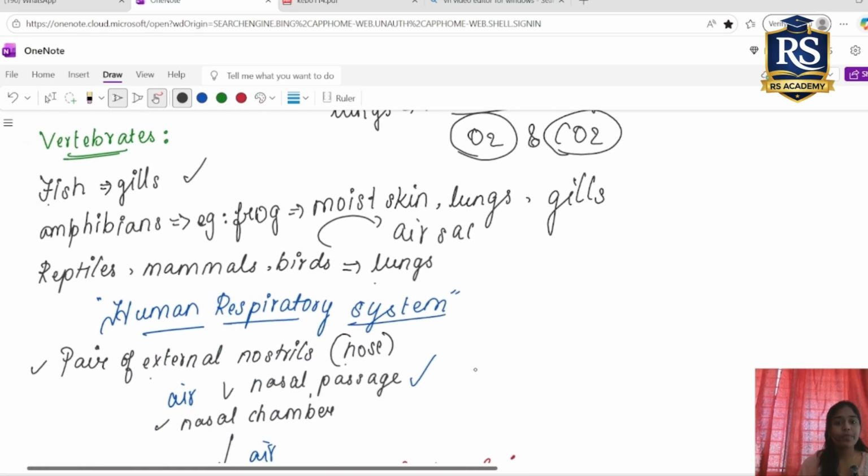Now we know what vertebrates are: amphibians, aves, reptiles, mammals, all these are called vertebrates. First we will take the example of fish. Fish breathe through their lungs. And then amphibians. Amphibians like frogs breathe through their moist skin or lungs and gills at the same time. When do they breathe through their moist skin? While under the water, because amphibians are living beings that live in both land and water. While living on land, they use their lungs.